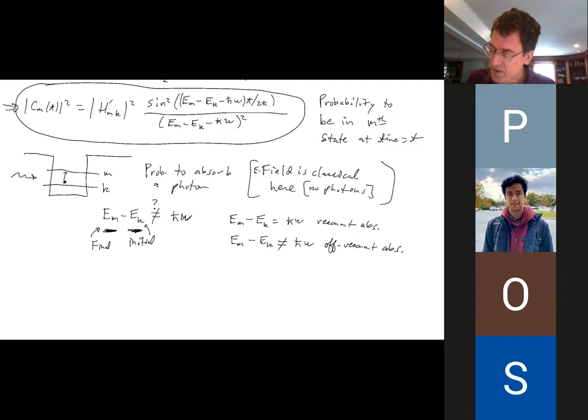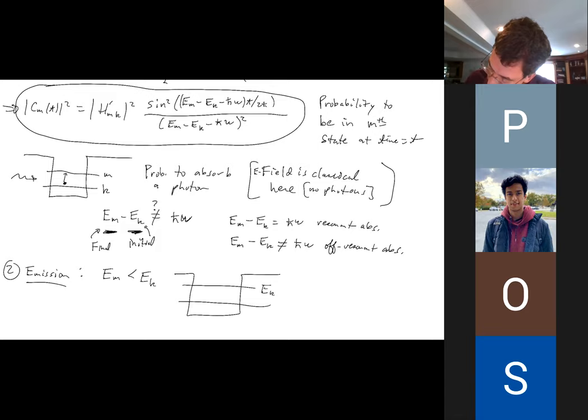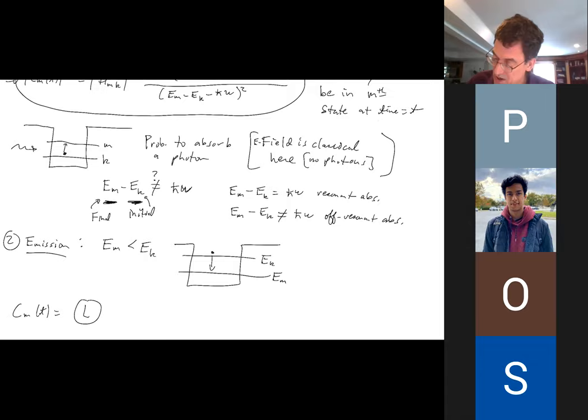Okay, so now let's take a closer look at this expression. But first, let's very quickly do the second case of emission. Let's do emission really fast, which is where now EM is less than EK. And let's consider emission, where now I have EK here and EM here, and I go down. Now we're going to use the CM of T equal to the left-hand side up high. Remember when we went all the way up here? Now we're going to do this left-hand side.